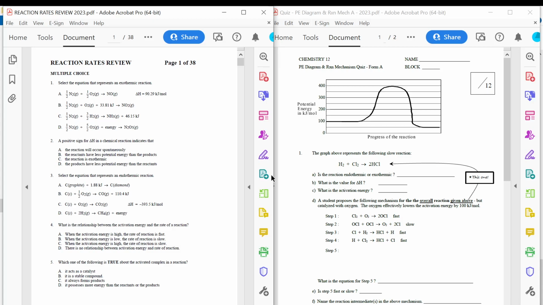Yeah, help yourself. It's just the blue book and then the answer key's right in front of it. Okay, where did it go? Back here, green, green. Green reaction mechanisms. There we go. All right. Thank you.